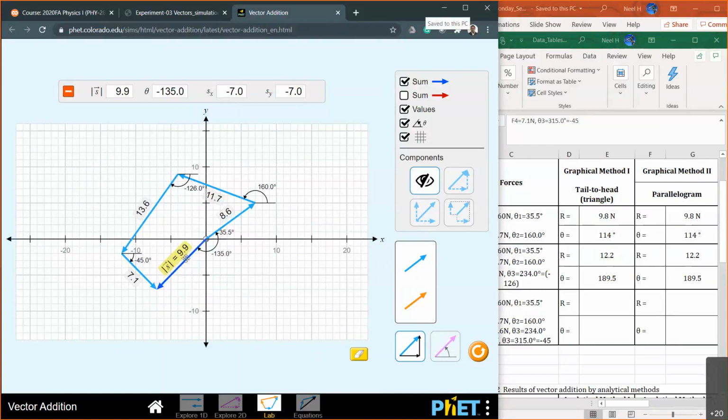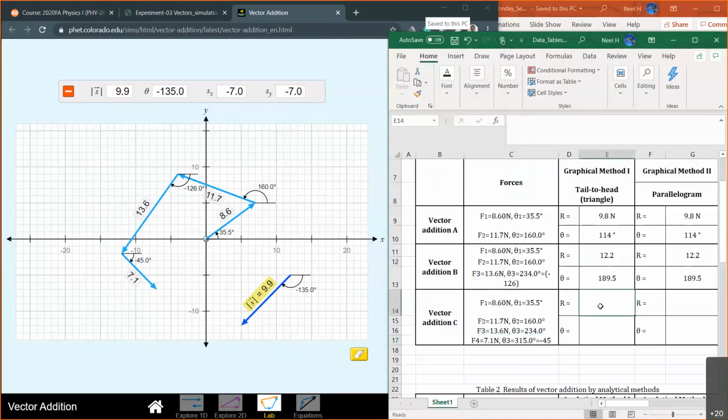Okay. And that magnitude is 9.9, direction is negative 135, which we don't like, so which means negative 135 plus 360, because we like to have the other angle. Okay, direction from the positive side, so in terms of positive, that should be 225. Okay?